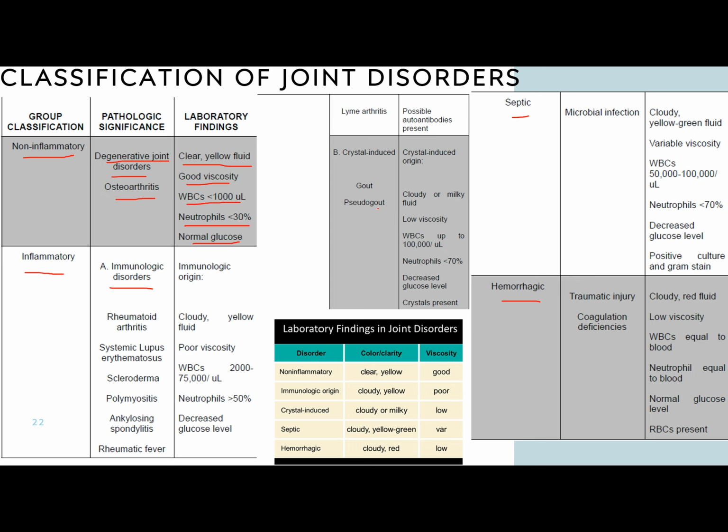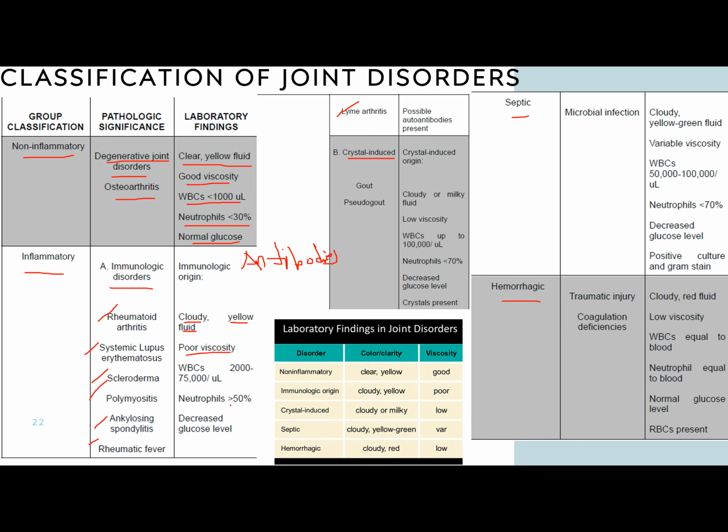For the inflammatory naman, class, there are two groups. We have the immunologic and the crystal induced. So let's start first with the immunologic under inflammatory. Under immunologic, we have your RA, rheumatoid arthritis, SLE, scleroderma, polymyositis, ankylosing spondylitis, rheumatic fever, and Lyme arthritis. So all of these, class, are immunologic in origin. When you say immunologic in origin, they involve antibodies. So the synovial fluid would appear cloudy, yellow fluid, poor viscosity. WBCs would be around 2,000 to 75,000 per uL.